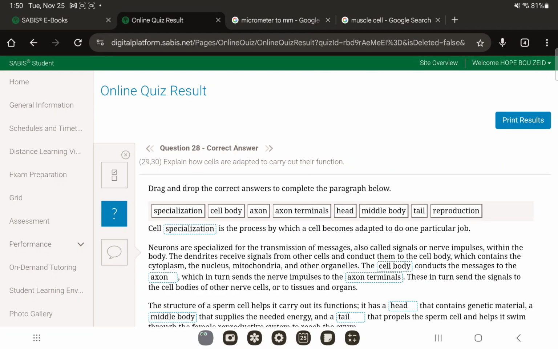Cell specialization is the process by which a cell becomes adapted to do one particular job.